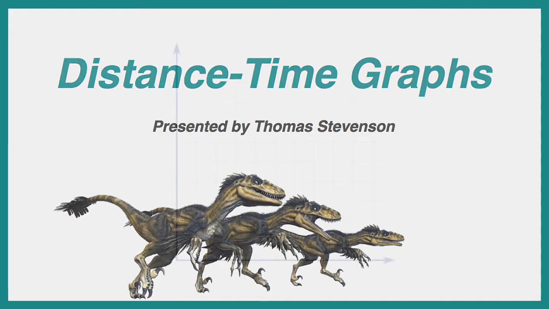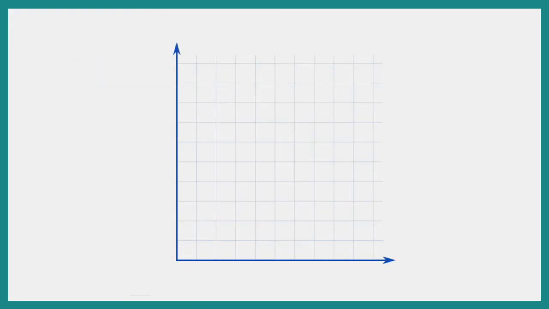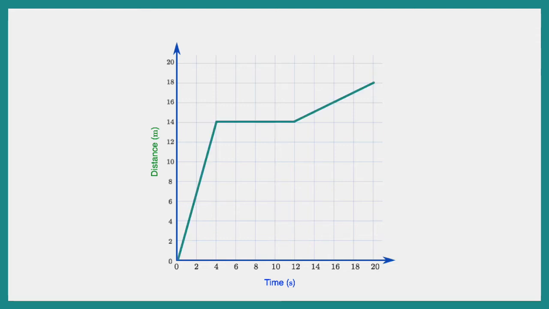A distance time graph is an ordinary looking type of line graph. Distance is plotted on the vertical axis like this. I will be using SI units of measurement, and the SI unit for distance is meters. Time is plotted on the horizontal axis in seconds. And this line represents the movement of some object or perhaps a living thing.